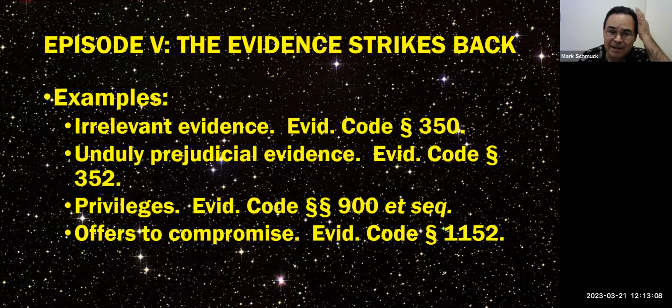So some good examples of reasons why you might want to present a motion in limine is to prevent the introduction of irrelevant evidence under Evidence Code Section 350, to prevent unduly prejudicial evidence under Evidence Code Section 352. Obviously, that's a big deal. 352, you use to exclude evidence that might otherwise be relevant and admissible, but becomes unduly prejudicial to your client.